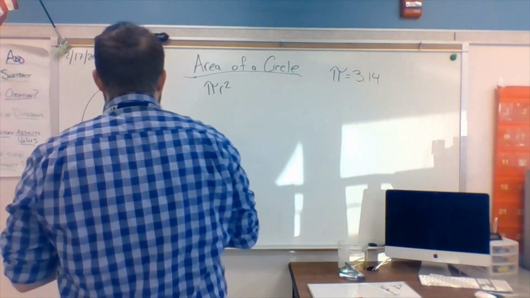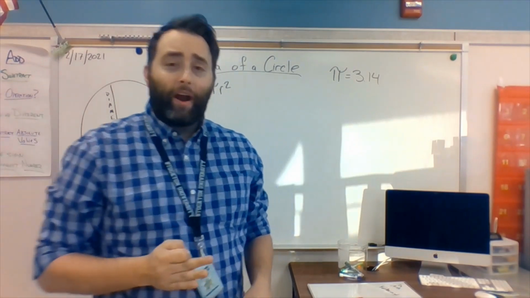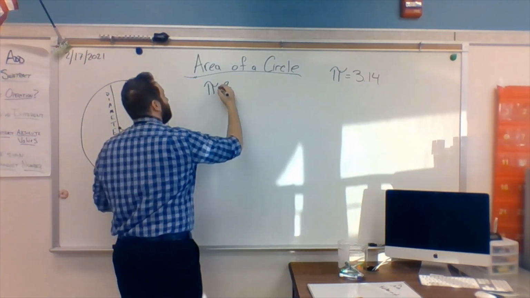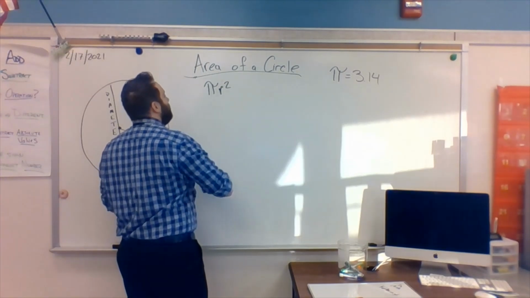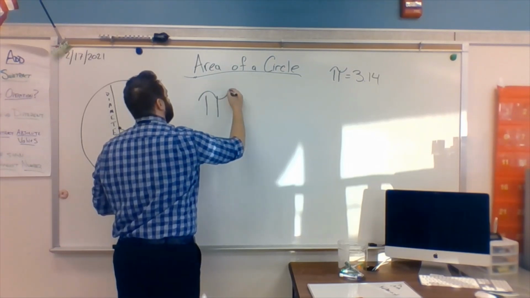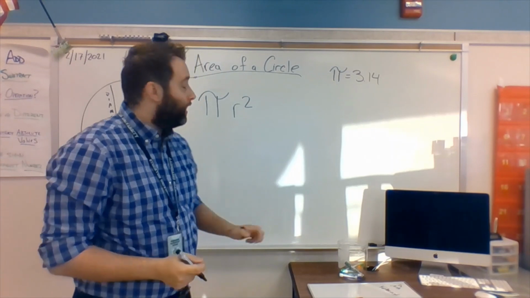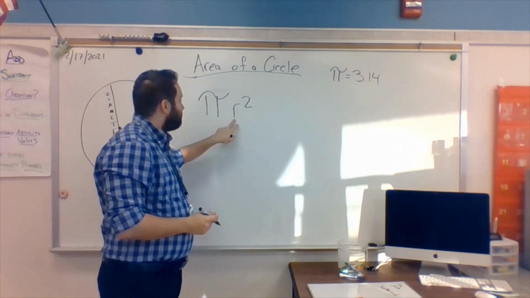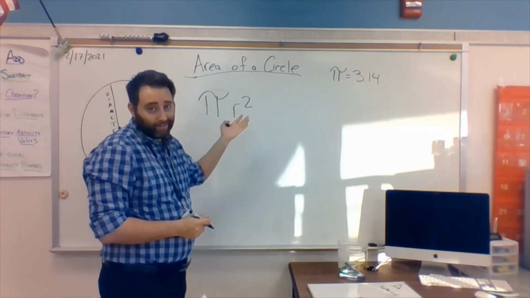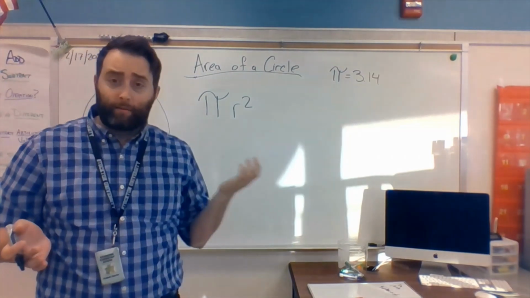Now back to the lesson. Area of a circle. I had you practice squared numbers because there are three parts to the formula for area of a circle. This is it right here. It's this weird symbol followed by R squared. Technically, there are two parts, but I call it a third part because squaring is something you have to do.